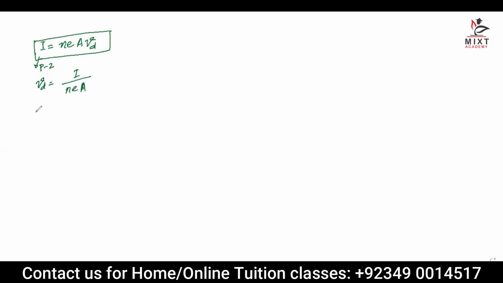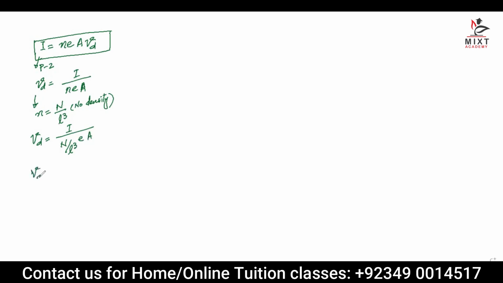But how? Remember again, what is a small n? Small n is the number per unit volume. That is the number density, as I told you. Remember that, okay? So when you put it here, you get I divided by n over L cube EA.